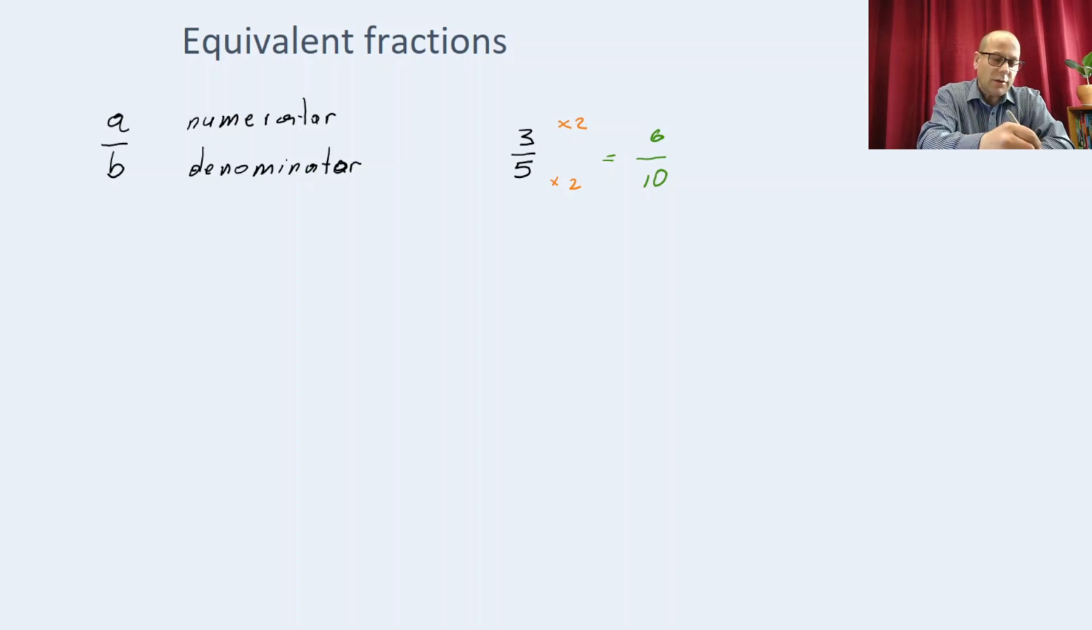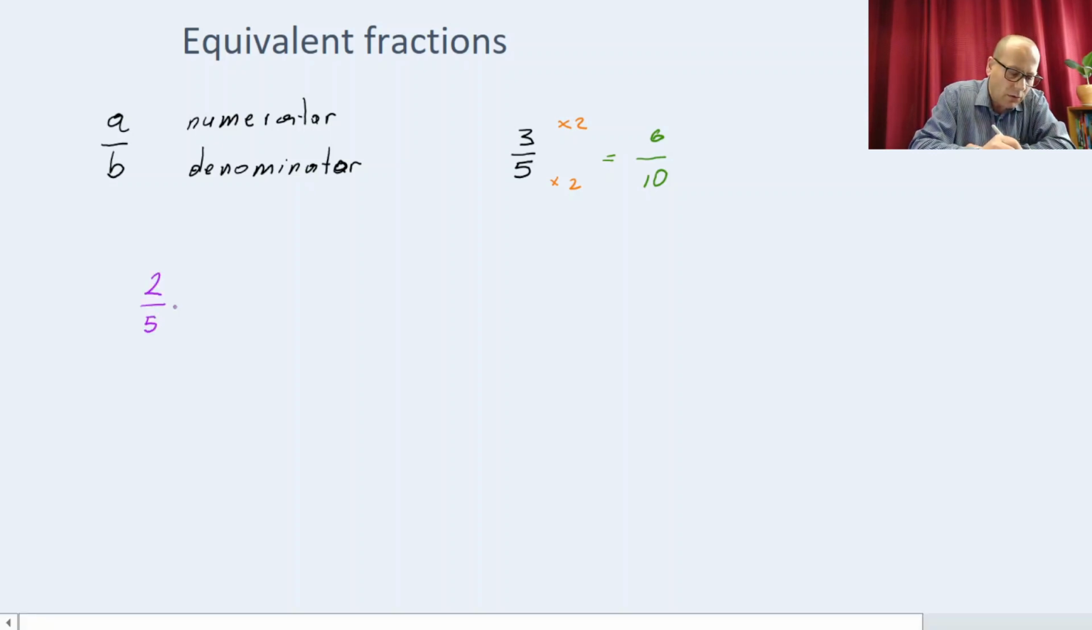Most of the questions on the exam are not being asked this way. They'll be asked in this format. 2 over 5, which is like 10 over x. You need to find the number x. We probably notice that the number 2 has been multiplied by 5. To obtain an equivalent fraction, I need to multiply the denominator by 5.